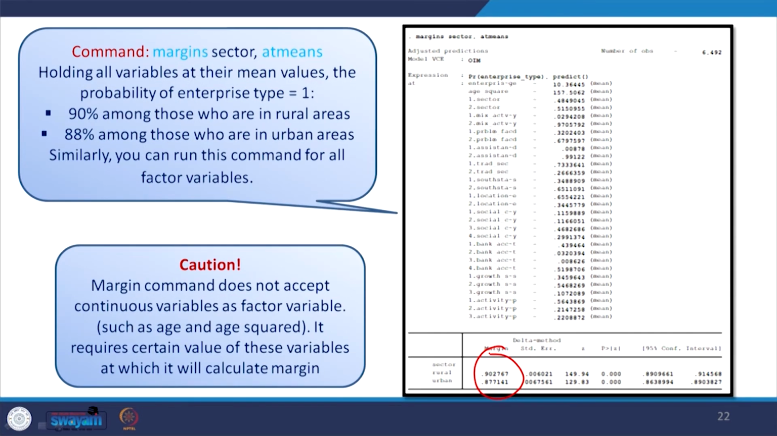Okay. So, now coming to the understanding relating to the margin command, this does not accept a continuous variable, and that is more important, because we are comparing across categories. It does not accept a continuous variable as a factor variable, such as age or age squared, which is not going to be interpreted at all. It requires certain values of the variable at which it will calculate the margin. It will compare from one to another. There must be some discrete difference from one category to another category, and only then could the margin, the derivative, be derived.